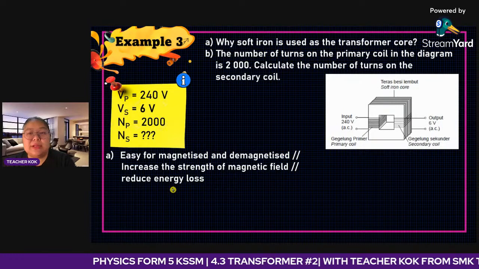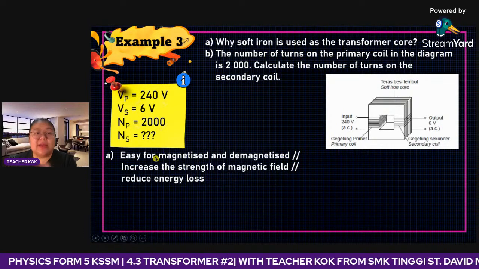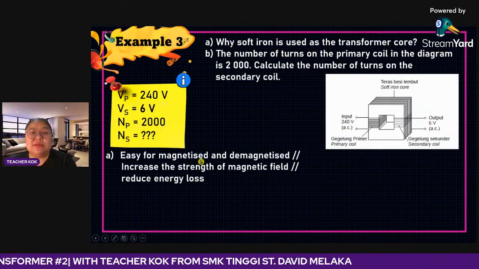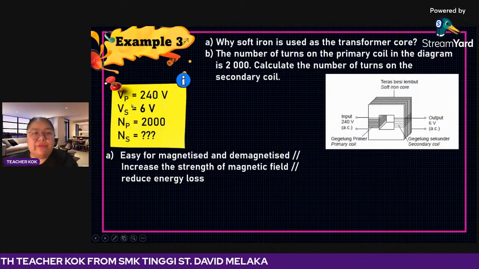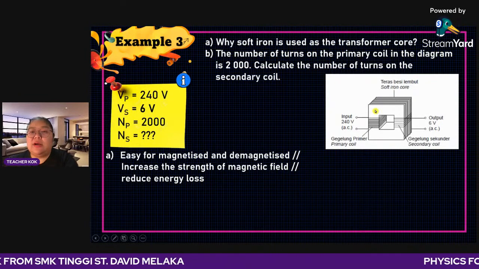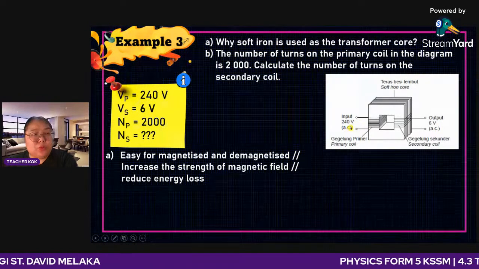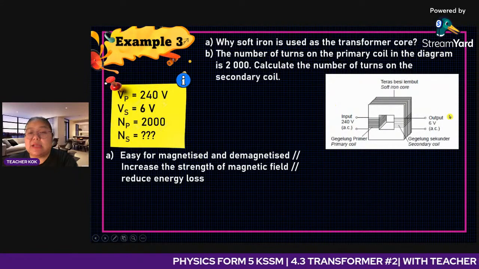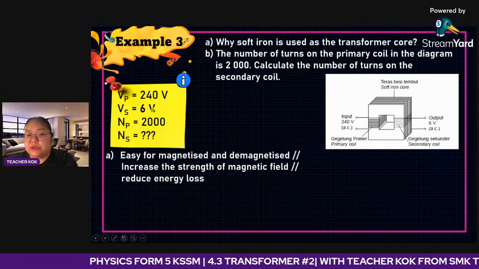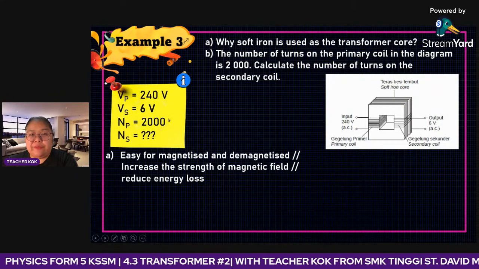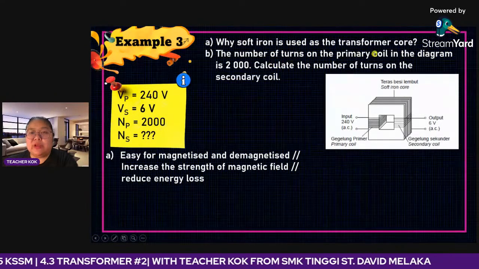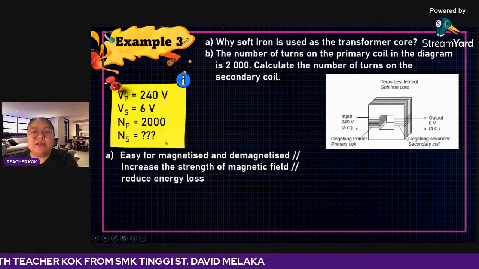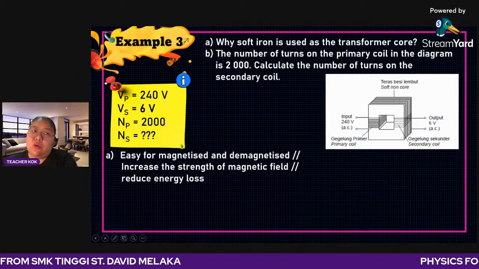Normally for the soft iron core, the first one is easy to magnetize and demagnetize. Then we see the info from the question. The diagram shows input 240 volt, so I put 240 volt. Then the output is 6 volt, so you put 6 volt. The number of turns, the question already told you: the primary coil is 2000. But the secondary coil, we do not know.